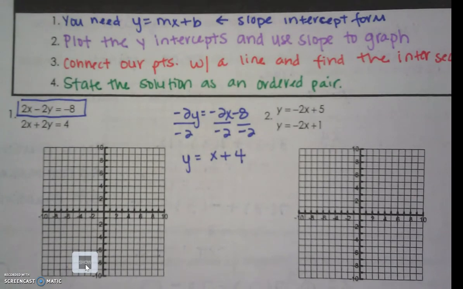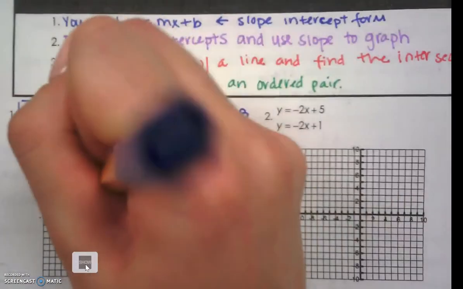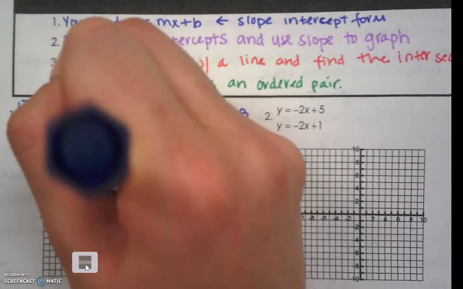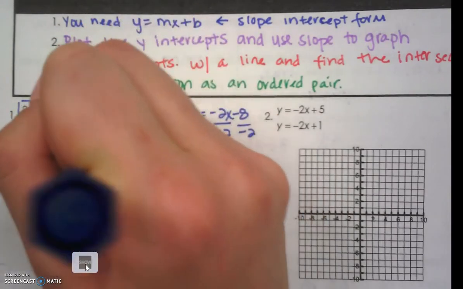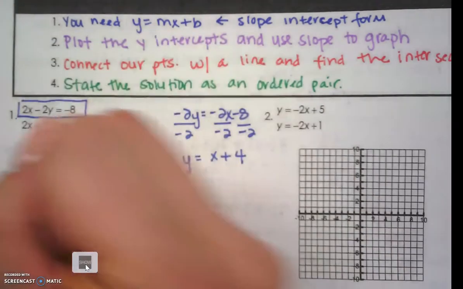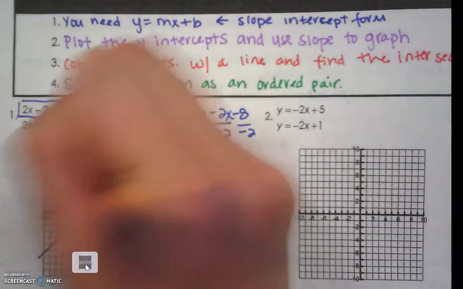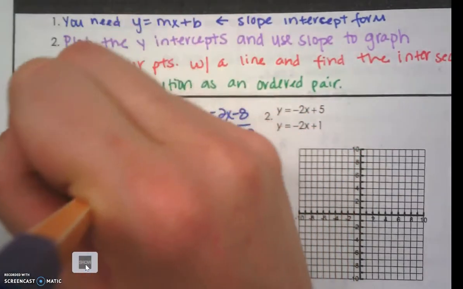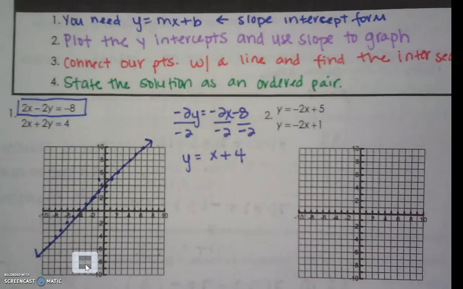So let's plot this. We have a y-intercept of 4 and a slope of positive 1. And when we're graphing a system, I would make a ton of points so you can easily see where this intersection is going to take place. Okay. So there's one equation of my line.